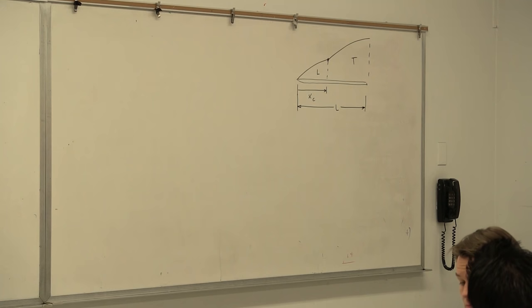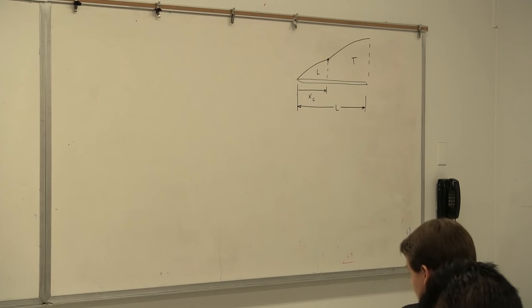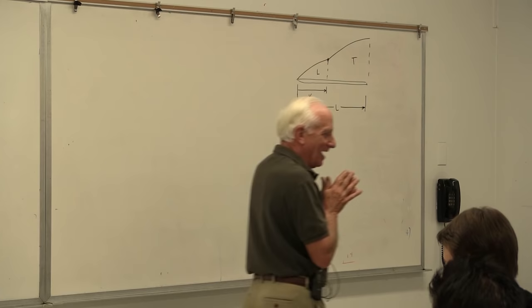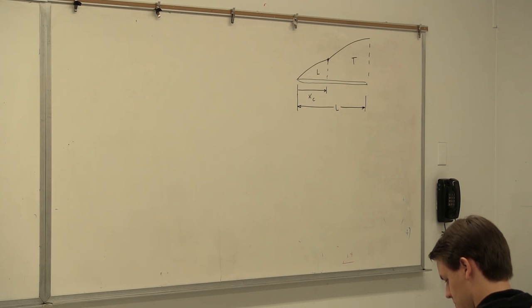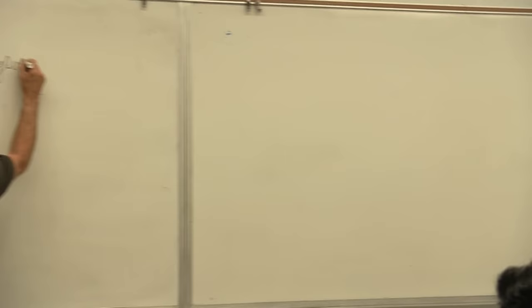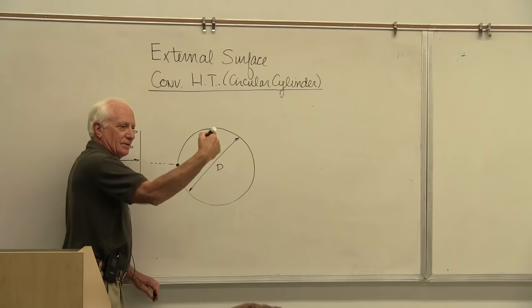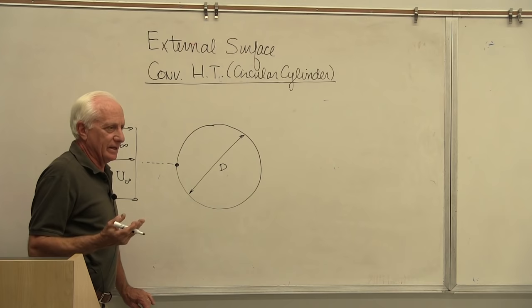Now we take the next most popular geometry. Obviously, we engineers use a lot of tubes and pipes. So now we want to know, how do we find the h value over pipes and tubes? What it amounts to is a circular cylinder. So this is a circular cylinder. Its dimension into the blackboard is L. So it's like a pipe of length L. The diameter of the pipe, the outside diameter, is capital D.